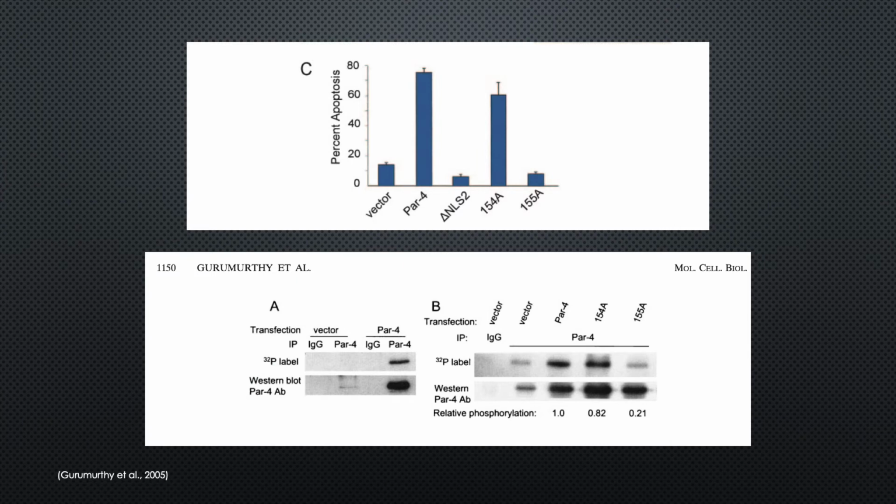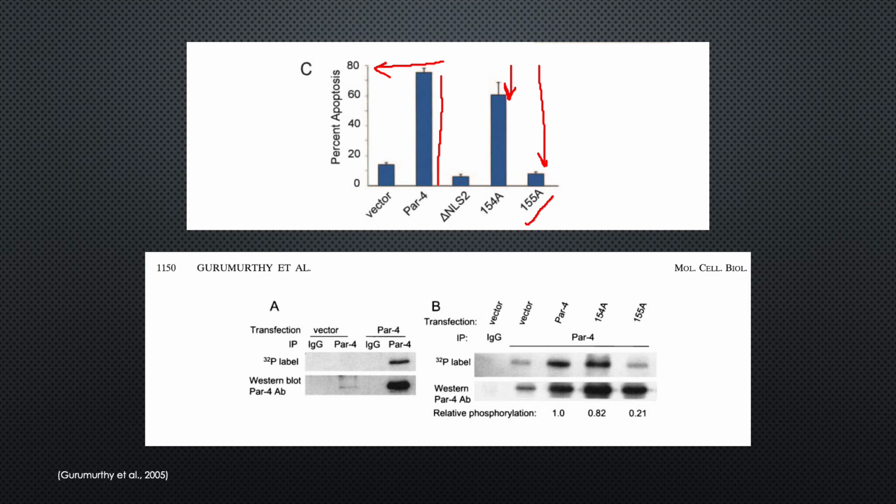In this top figure, we can see that the PAR4 gene has a high percentage of apoptosis. When you point mutate PAR4 at the 154th position to an alanine, you still have a high rate of apoptosis but with a slight decrease. However, when you point mutate the threonine at the 155th position to an alanine, you have a severe decrease in apoptosis.